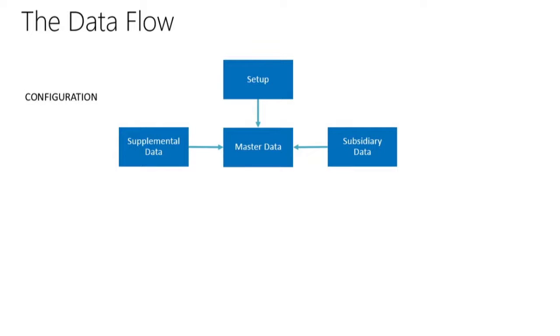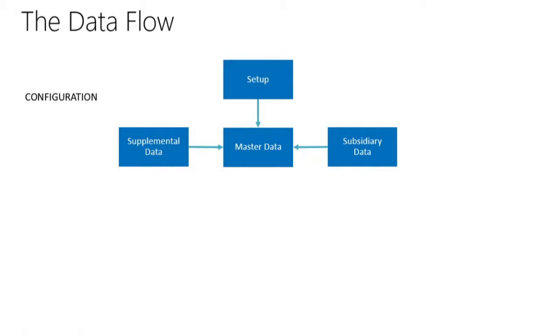Setup information can be, for example, for a sales process, what kind of warnings or credit warnings I would like to have when I'm creating a sales order. Master data will be customers and vendors and items and so on. And all of the extra information will then be stored in supplemental and subsidiary data tables, like, for example, the salespersons, the postal codes, and so on.